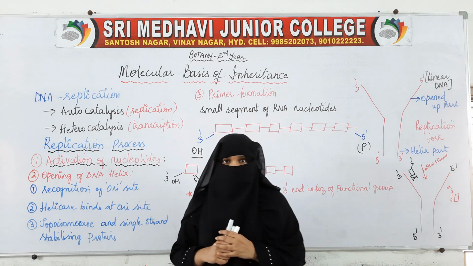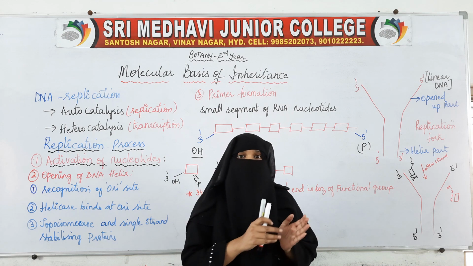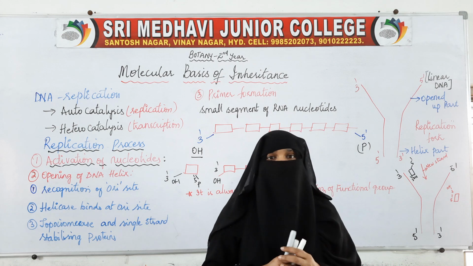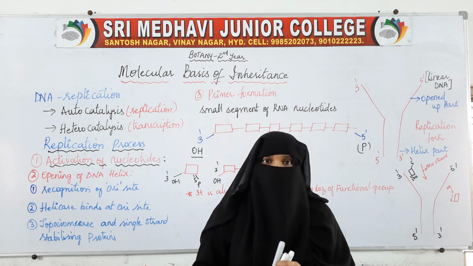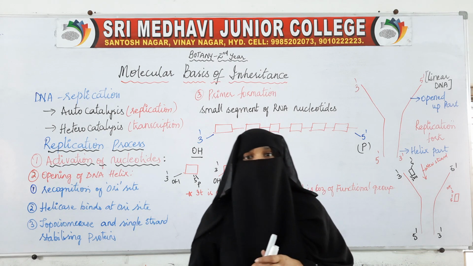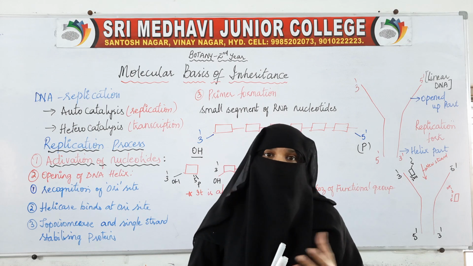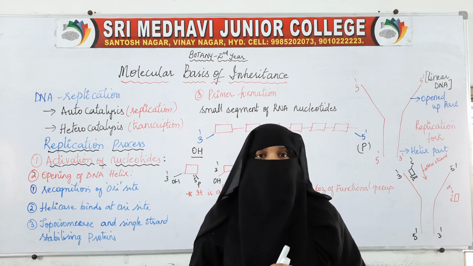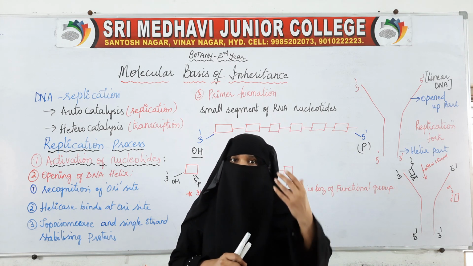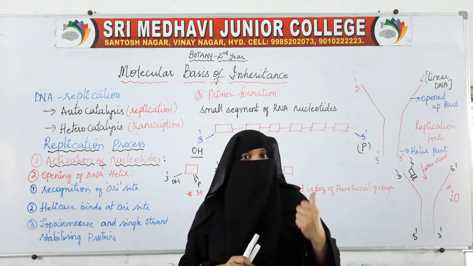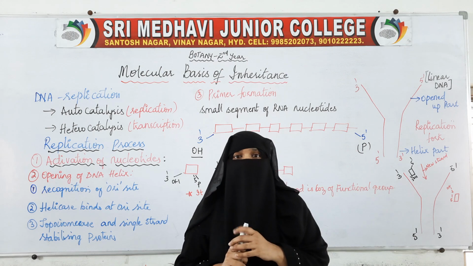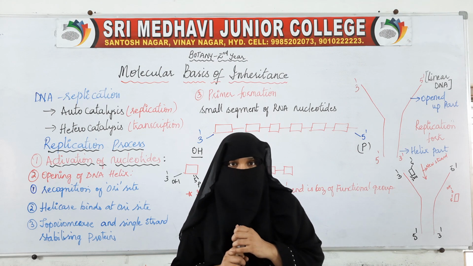inactivated nucleotides, and to activate those inactivated nucleotides there is an enzyme. That enzyme is called phosphorylase. So phosphorylase helps in activating the inactivated DNA nucleotides by the addition of two phosphates. When two phosphates are added to adenosine monophosphate, guanosine monophosphate, they become adenosine triphosphate, guanosine triphosphate. When they become triphosphates, that means the nucleotides have been activated.